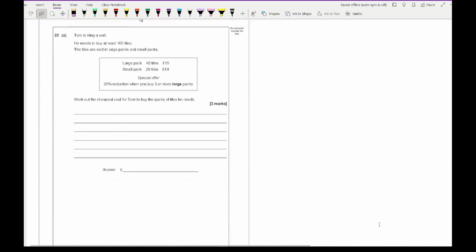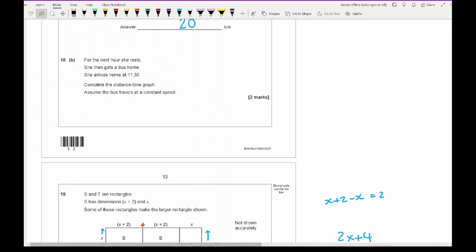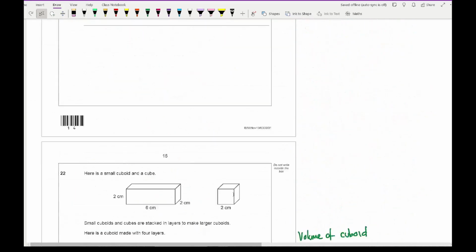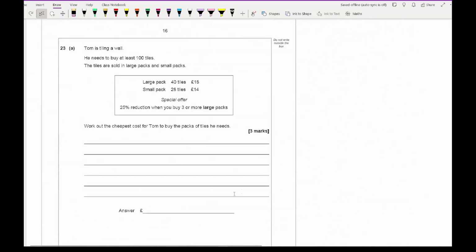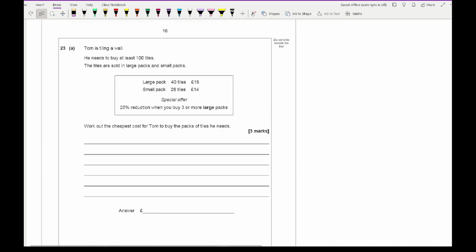Then moving on to question 23, I think we might be able to zoom in on this one a little bit more so you can see it. And there we go. So with question 23 rather, it says Tom is tiling a wall. He needs to buy at least 100 tiles. The tiles are sold in large packs and small packs. Work out the cheapest cost for Tom to buy the packs of tiles he needs.